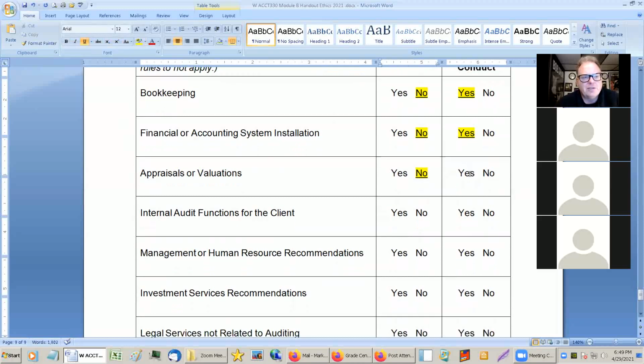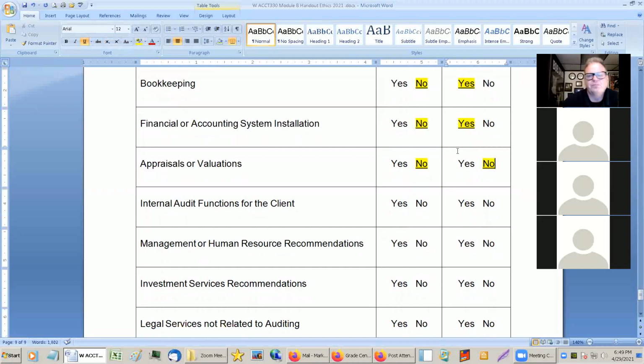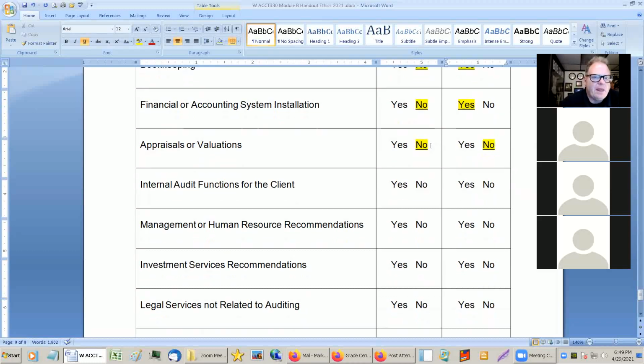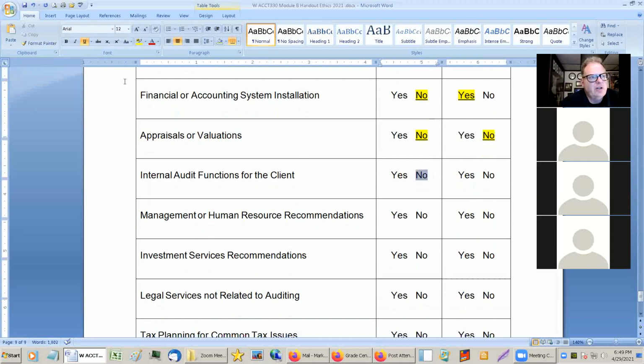Appraisals or evaluations, generally no for this one too. Especially if they're part of the appraisal of what goes on the books, for example. There are a few exceptions, if there's clear guidelines on the appraisals and there's no leeway in it. But for the most part, if there's any subjectivity in them, you can't do it.